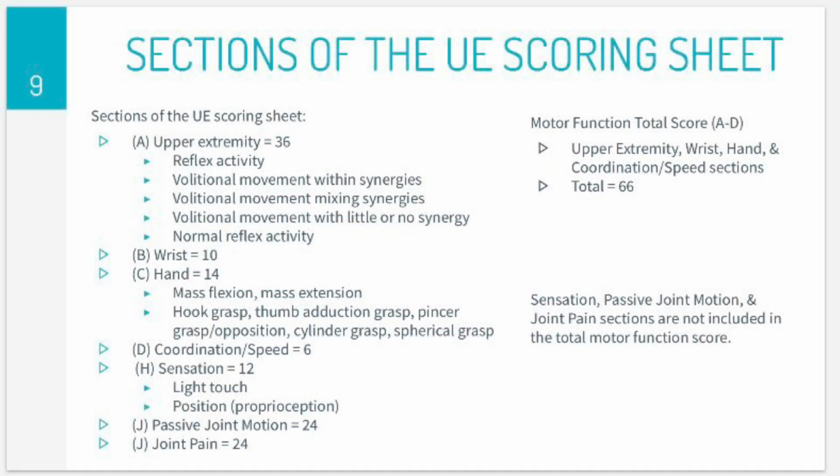Overall, the FMA upper extremity assessment includes the following sections: upper extremity, wrist, hand, coordination and speed, sensation, passive joint motion, and joint pain. In my video, parts A through H were administered. The motor function total score only includes sections A through D, while the other sections are left as separate scores. The passive joint motion and joint pain sections include movements of the shoulder, elbow, forearm, wrist, and fingers. At the same time, level of pain during each movement should be recorded on the scoring sheet.